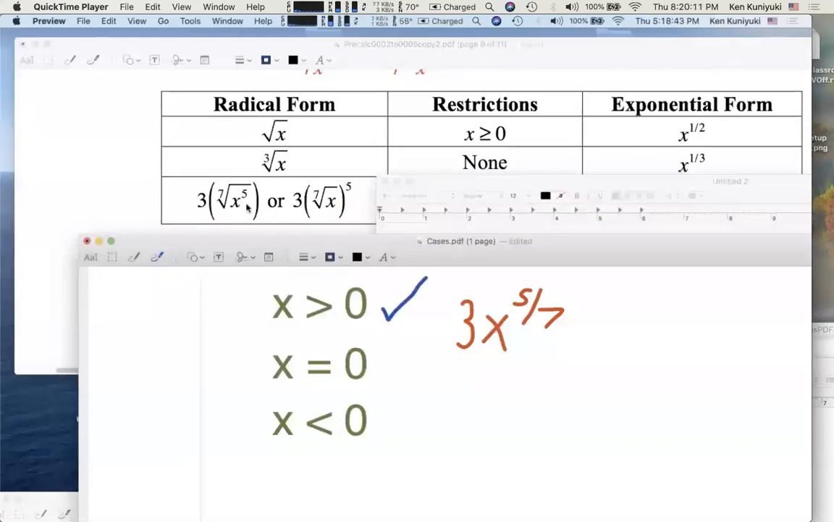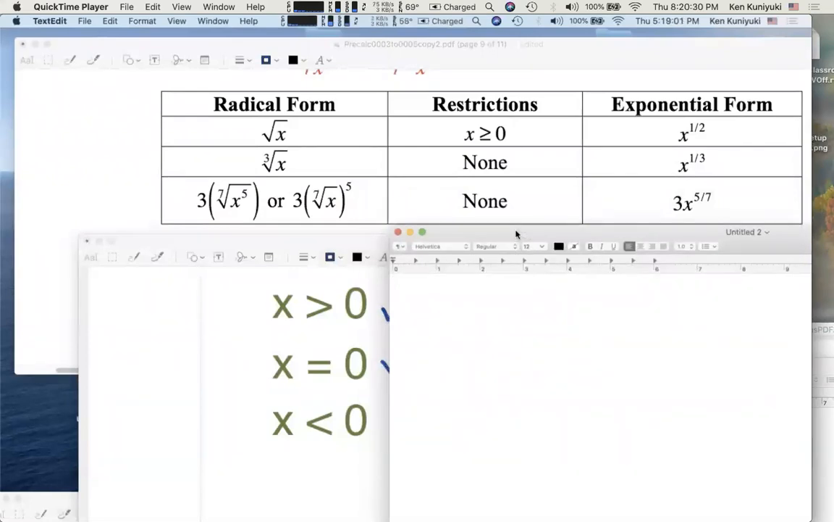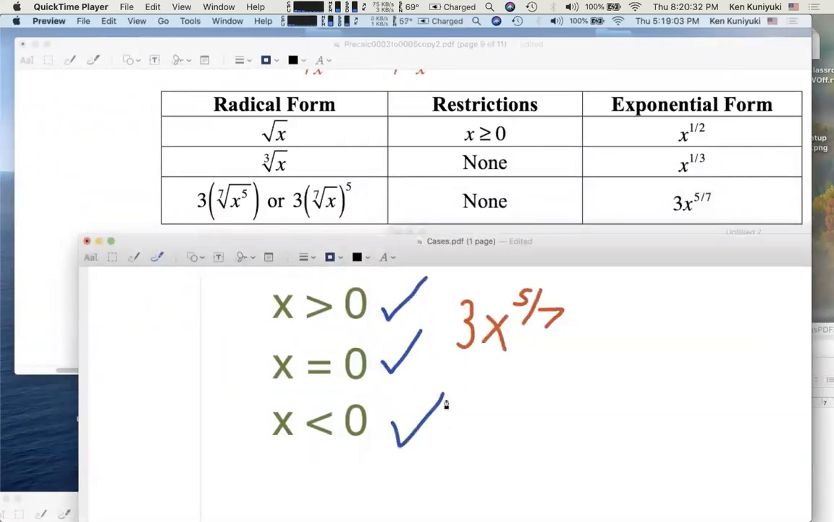How about 0? Well, power of 0 is 0, root of 0 is 0. That's fine. How about negative? The 5th power of a negative number is negative. The 7th root of a negative number, not a problem. It's a negative real number. It's all good, all reals, no restrictions on the domain. 3x to 5/7, no restrictions.